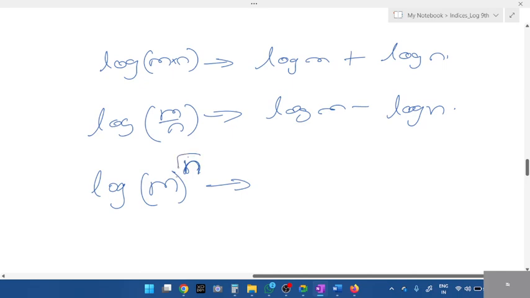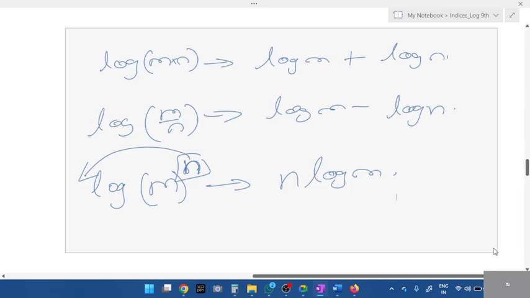How do you solve power law? This n goes in the beginning. What do you get? N into log m. N into log m.